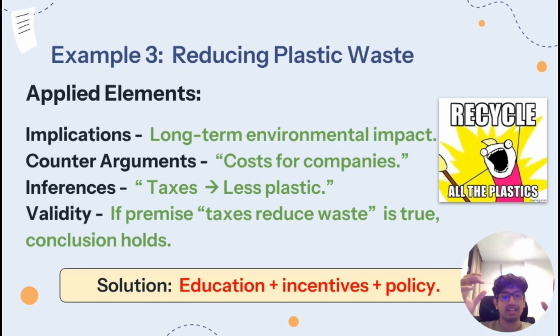Validity first. If the premise that taxes reduce plastic waste comes true, then the conclusion will hold that our solution, that if we increase the taxes on plastic usage, will reduce plastic. There are other solutions as well. Education. If we educate the public and if we try to get full public support on this, I believe the government and the companies can come to a proper solution on how to conserve our environment and how to reduce plastic waste. And then incentives.